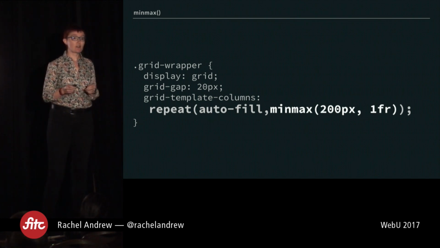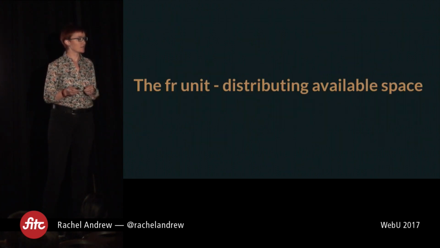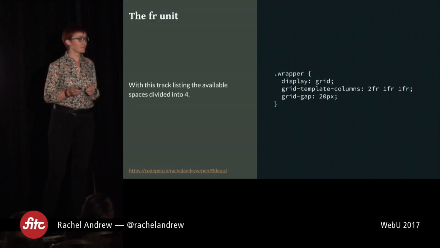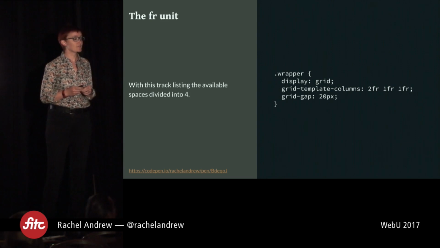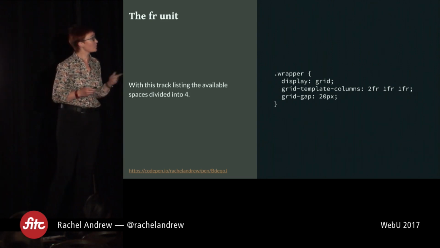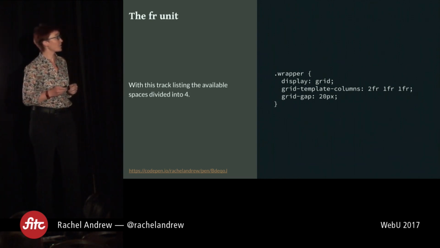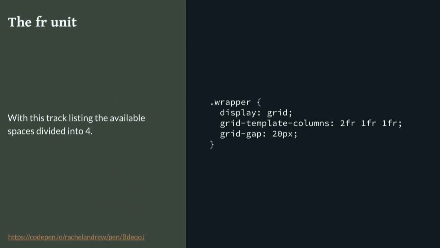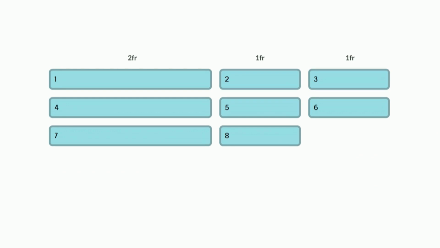And so we've got this FR unit, which is an unusual looking thing. We don't use that in any other layout method. And it's all about distributing available space. So you can have different FR values for tracks. So in this case, I've got a track of 2 FR and then 2 tracks of 1 FR. So my available space in the container, I'm going to share that out into 4 parts and give 2 parts to the first track and 1 part each to the second 2. So we end up with something like this.